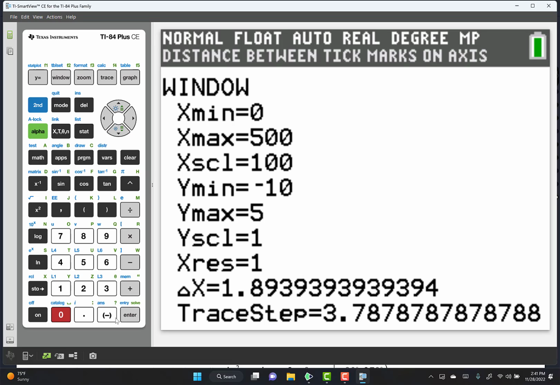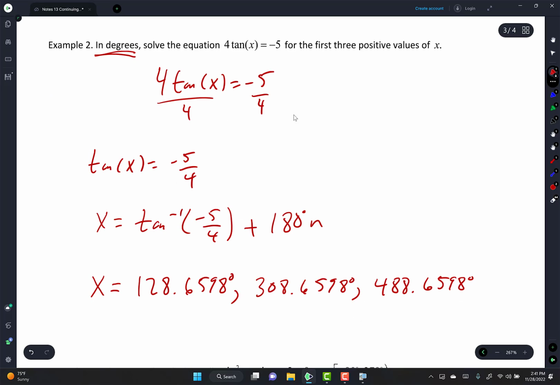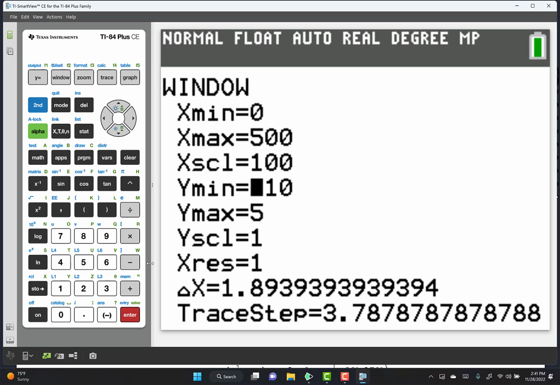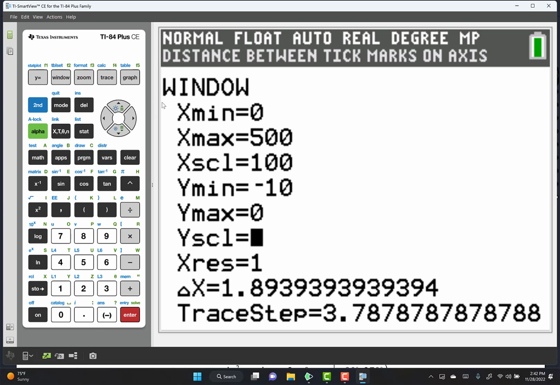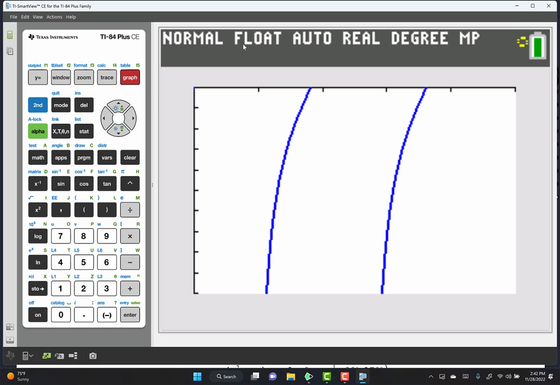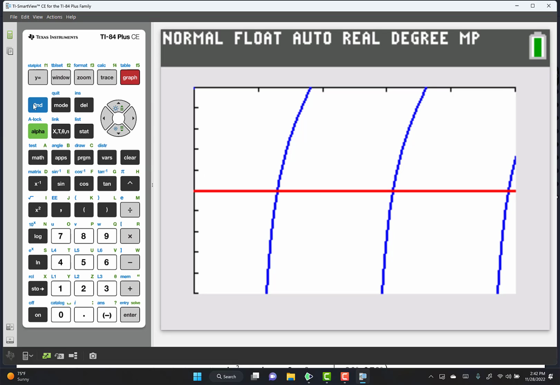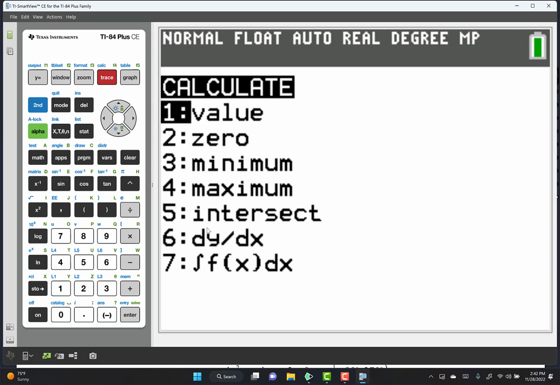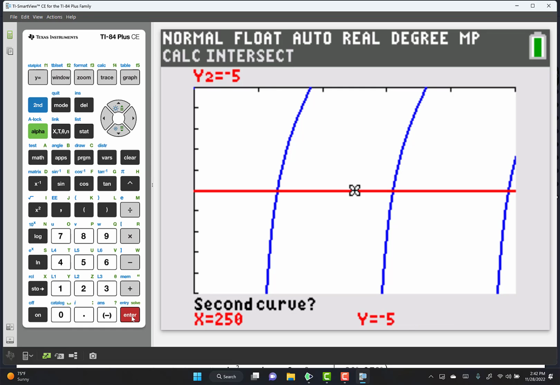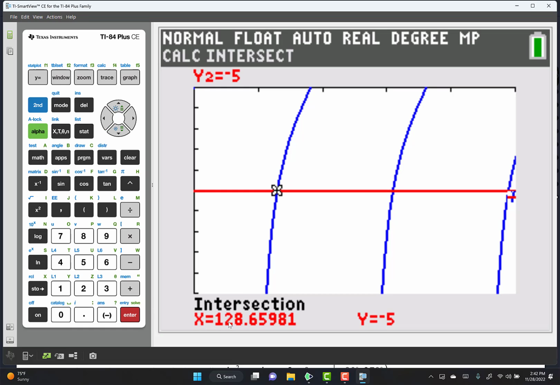And then Y min, well, I only care about where it's negative 5. So I'm going to go negative 10 to 0. So I'm going to be looking at the middle there. Push graph. So check it out, guys. It's these 3 answers right there. So I'm going to go second, calculate, number 5. First curve, yes. Second curve, yes. Guess. I'm just going to move to this one right here. Hover over it and then push enter. Look at that. 128.6598. Cool, right?